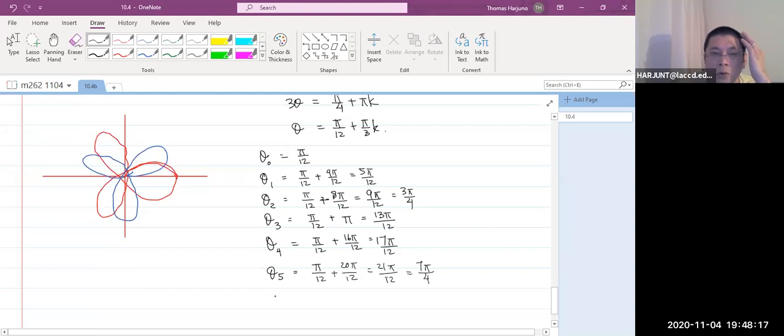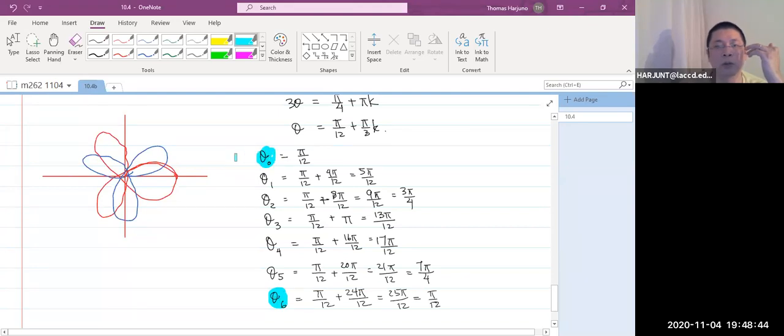How far do I need to go, Thomas? Well, you will see eventually you hit the same solution again. So if I add 2 pi, that would be 24 pi over 12, 25 pi over 12, subtract by 2 pi, that would be pi over 12. So what happened is, this guy here is not necessary because it's coterminal with that one. Okay, so I don't need this anymore.